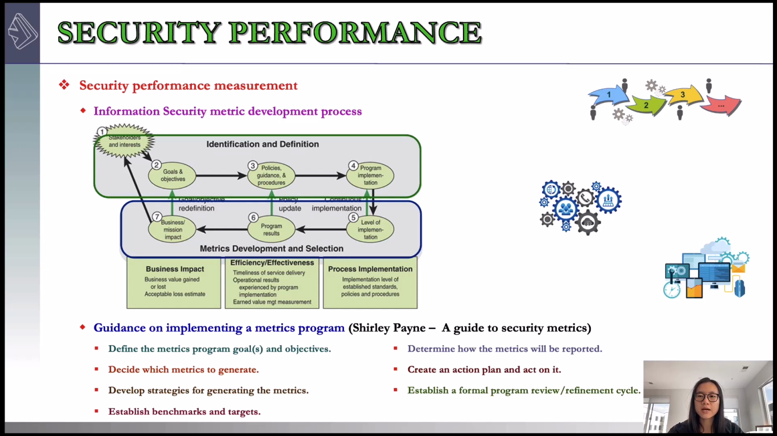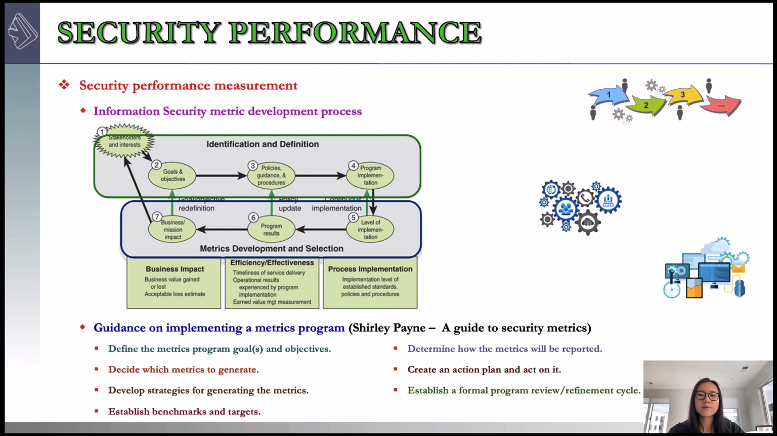Shirley Payne's A Guide to Security Metrics provides guidance on implementing a metrics program, which consists of 7 steps. The first step is defining metric program goals and objectives. The second step is deciding which metrics to generate. Security officials can use the guidance provided by COBIT 5, NIST, and CIS.